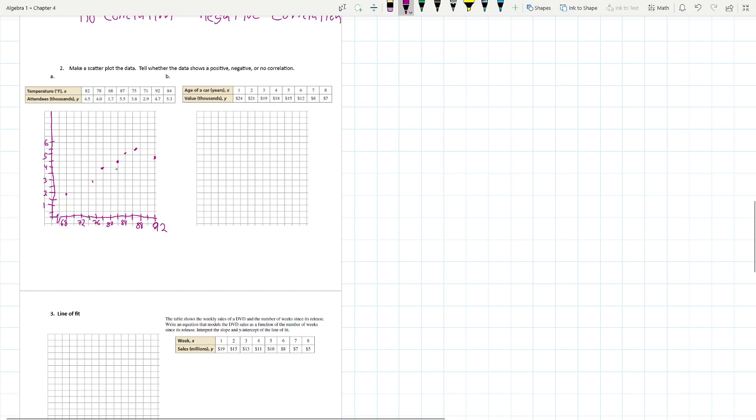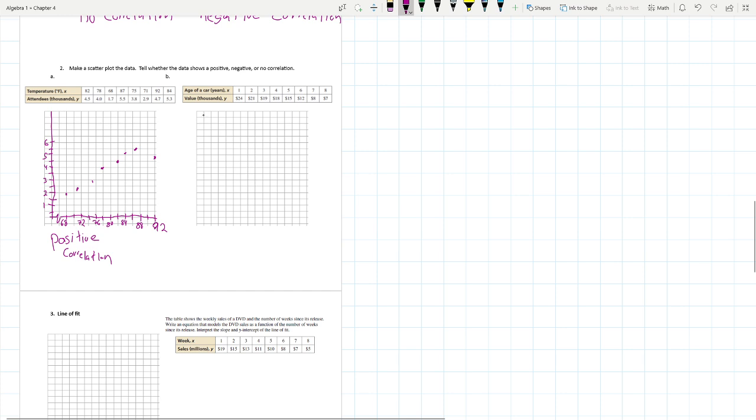Now, looking at this, would we have a positive, negative, or no correlation? I'd probably say that this is a positive correlation. And it makes logical sense. Oh, wait, I missed one. 71 should have been at 2.9 right there. There we go. I knew I was missing one. This should be a positive correlation. Because as the temperature increases, so does the attendance at this, whatever it is. I'm guessing it's probably an outdoor concert or something.